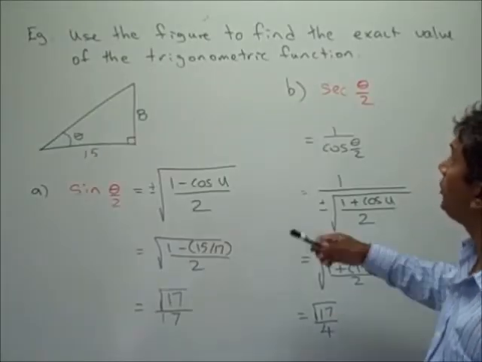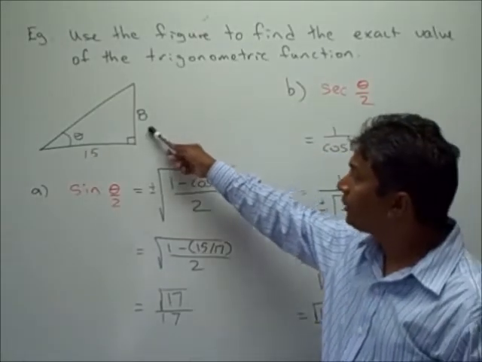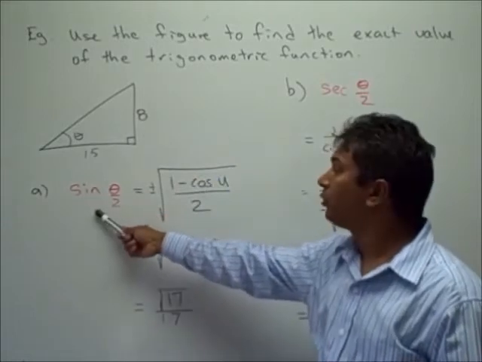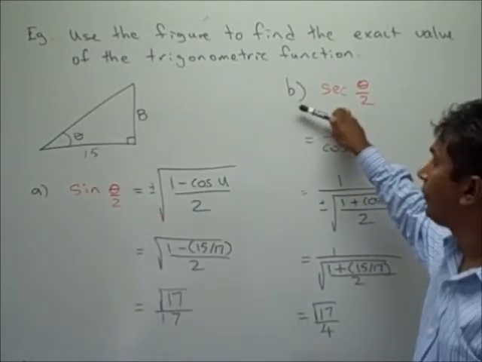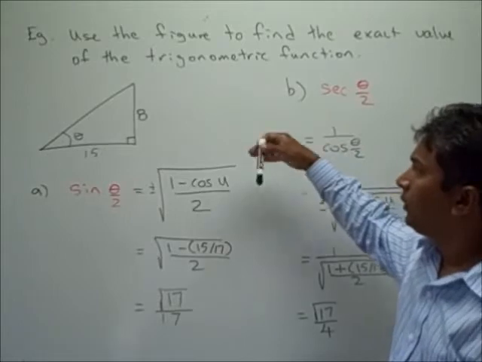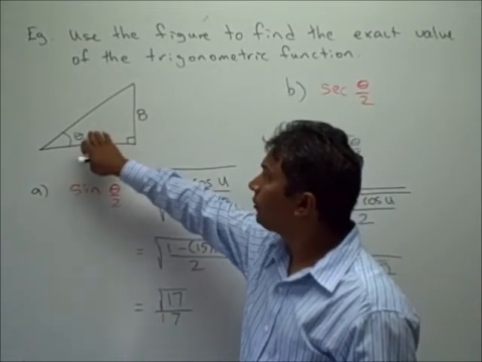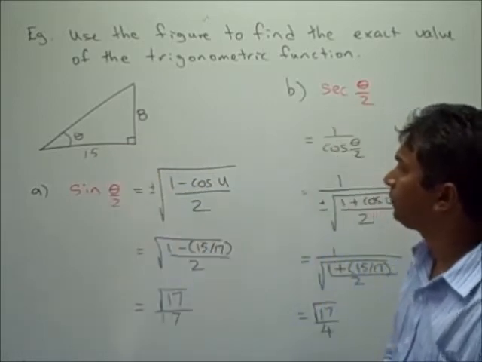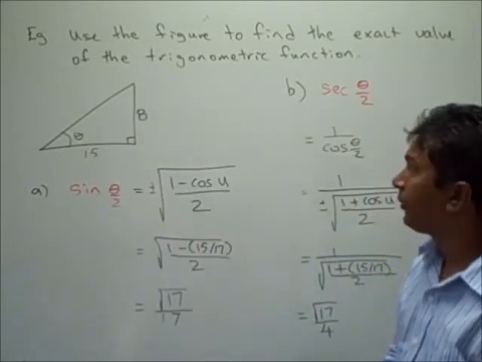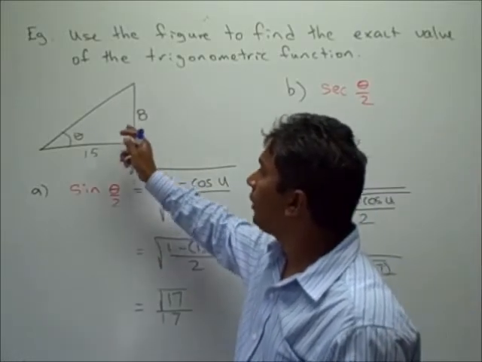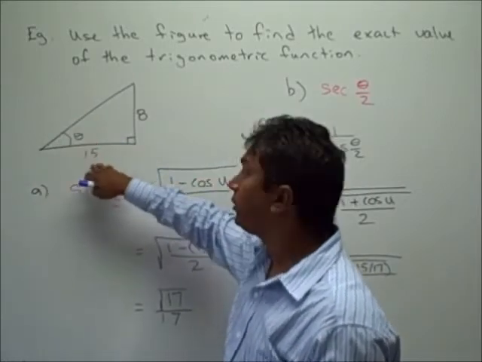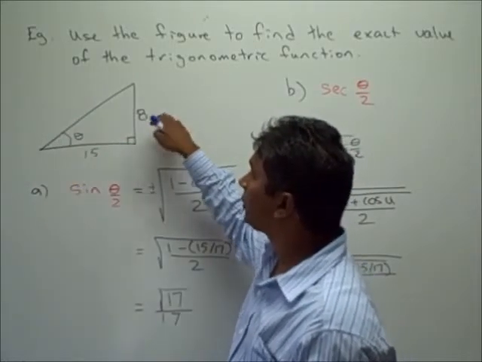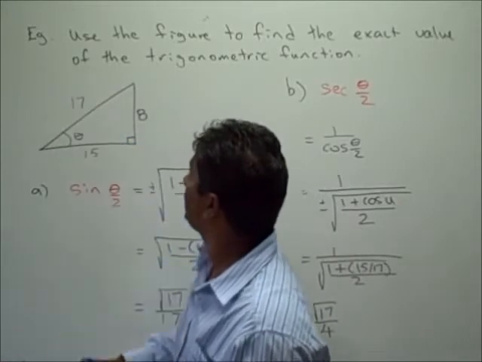So here I'll be using this figure to find the exact value of sine of theta over 2 and secant of theta over 2. In the diagram we're given theta here. That means our opposite is 8 and our adjacent is 15. Using our Pythagorean theorem, we can find the hypotenuse, which is the square root of 15 squared plus 8 squared, and that gives us 17.